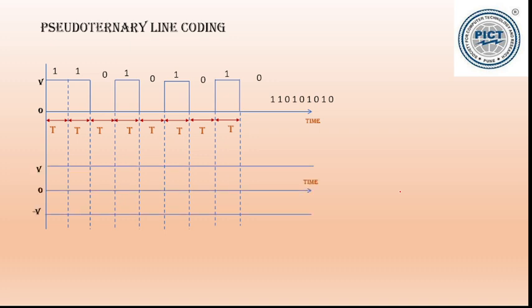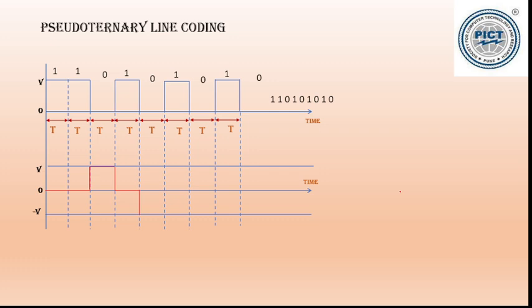Now it is again using the three voltage levels. The first one will be represented by 0. It is the reverse of the AMI. In the AMI we represent 0 at the zero level. Here 1 is represented at the zero level. Next is 0. The first 0 is represented by plus V volt. Next is the 1.